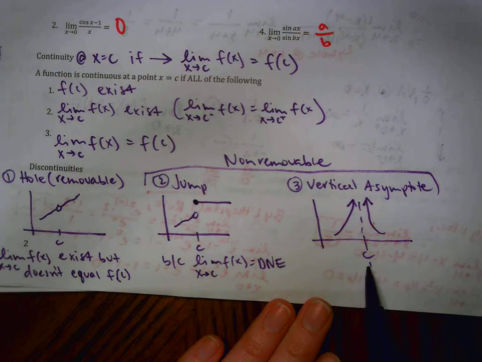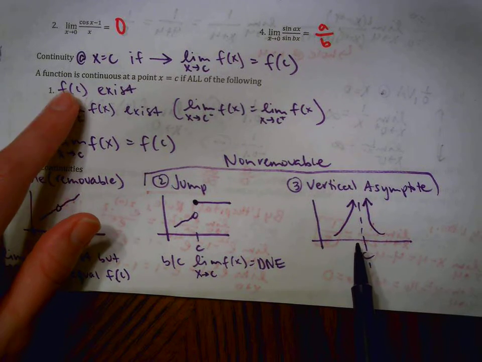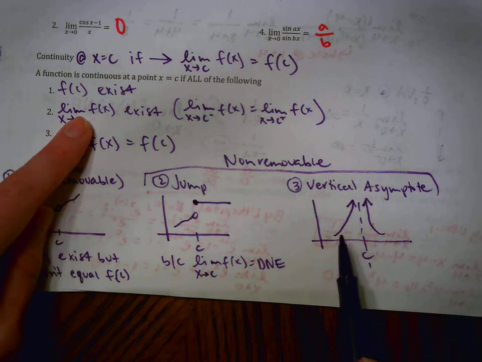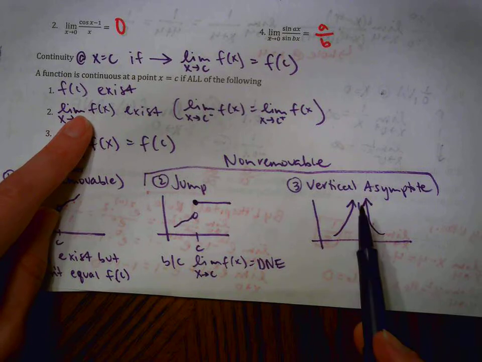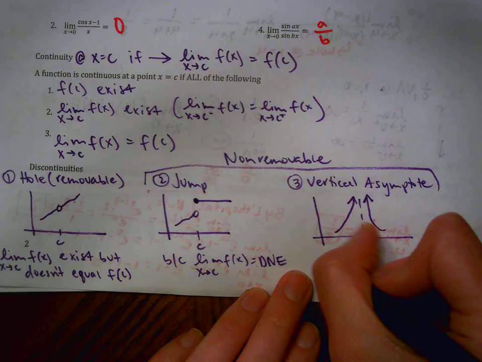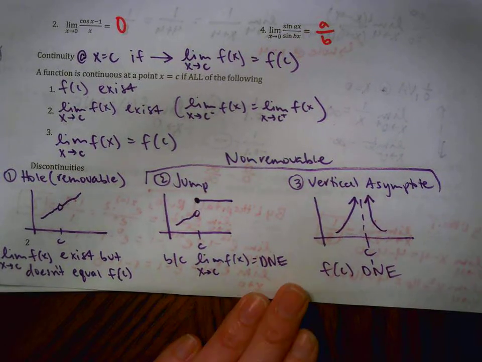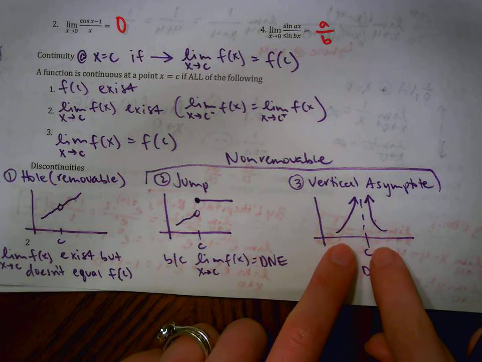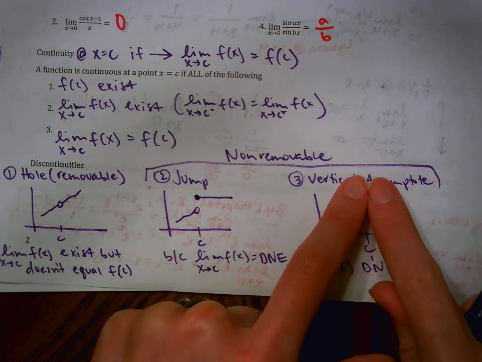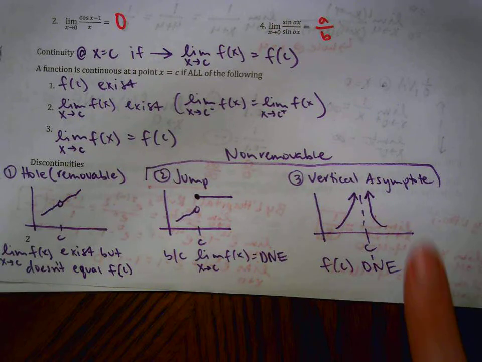So here, why is this not continuous? Well, f of c doesn't exist, so it breaks that. Technically, the limit doesn't exist, even though these would both be infinity. So if they don't exist, it breaks the first condition, f of c. But if you did want to know the limit, because both of these are going up, you would say the limit is infinity, but it still is not continuous.